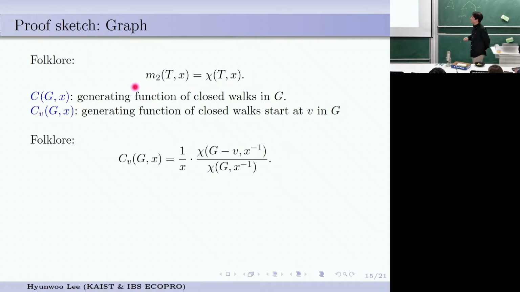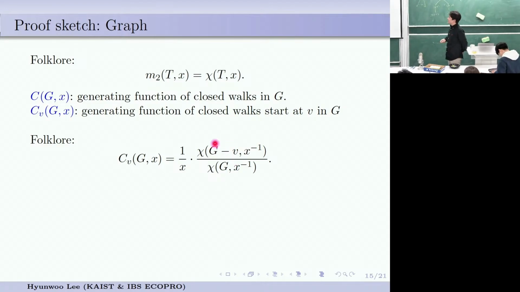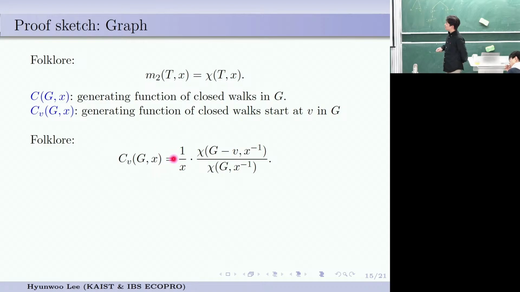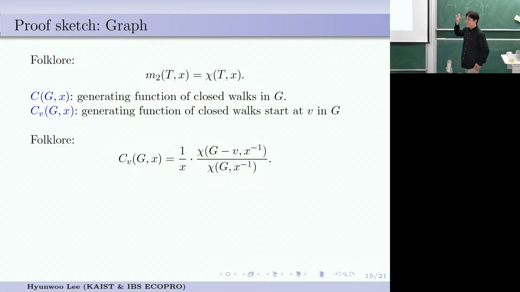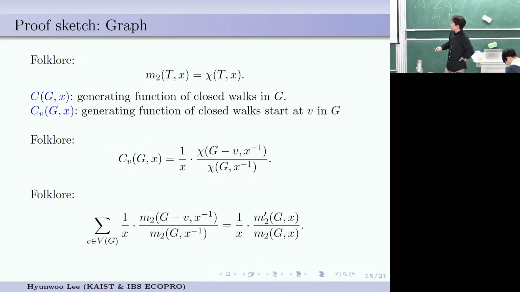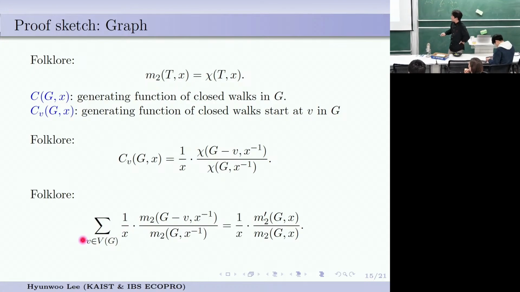Another folklore result is that we can connect the characteristic polynomial and the generating function. So this generating function can be expressed with this formula. I am also not familiar with this, but I searched and they say this is folklore. And we need another one: the summation of this type of formula over every vertex, but here with the matching polynomial. Then it is in a very pretty form: 1 over x times the derivative of the matching polynomial over the original matching polynomial. These are the three folklore results in early algebraic graph theory.